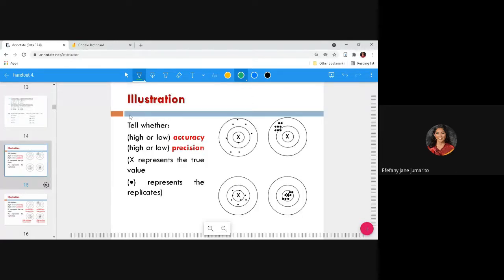Then we have our illustration here. What about letter A? What do you think of this diagram, this illustration in A? Does it have low accuracy, high accuracy, or high precision? X here is your true value, and the dots here are the replicates, your sample data.